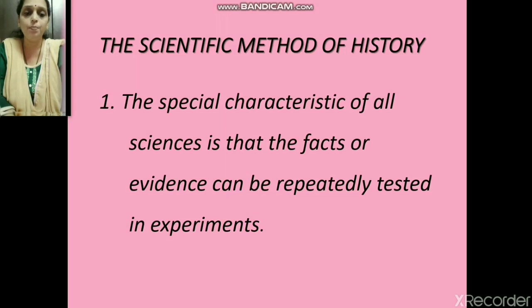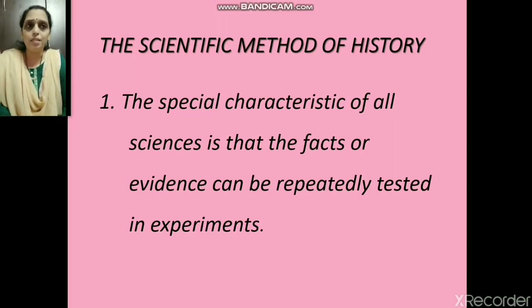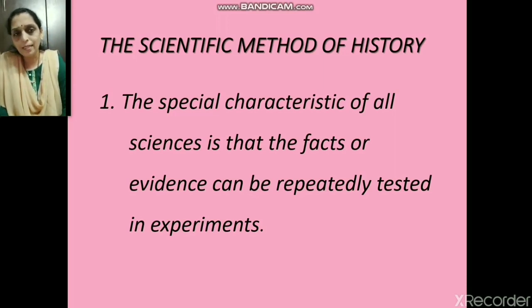Let's see the second subtopic. Read the subtopic. The scientific method of history. The first scientific method is that the special characteristic of all science is that the facts or evidence can be repeatedly tested in experiment. Means the special features of all sciences, and that the facts means true things or reality, or evidence means that which makes you believe that something is true, can be repeatedly means to do it over and over again.